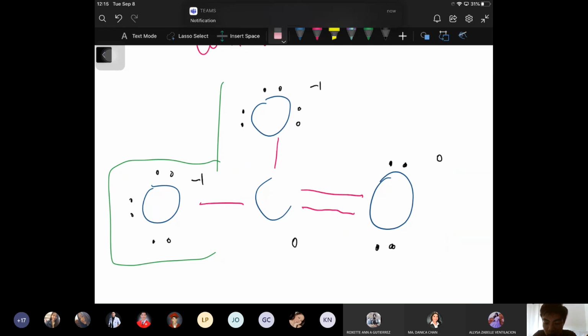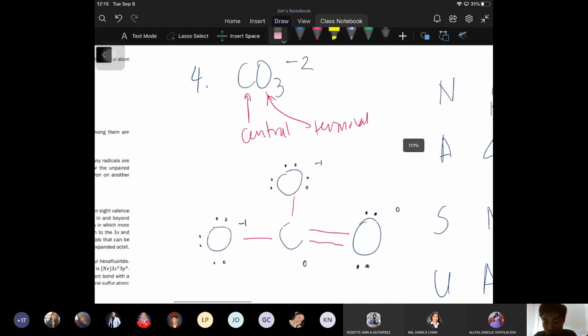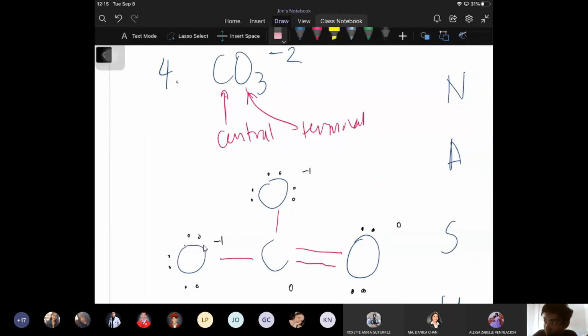So, what did I say earlier? When you add up all the charges, they are equal to the charge of your molecule. Negative 1, negative 1, negative 2 is the charge of the molecule. Okay? So, that's the tip. I'll erase the 0. So, negative 1, negative 1. When you add those, negative 2 is the charge of the molecule.